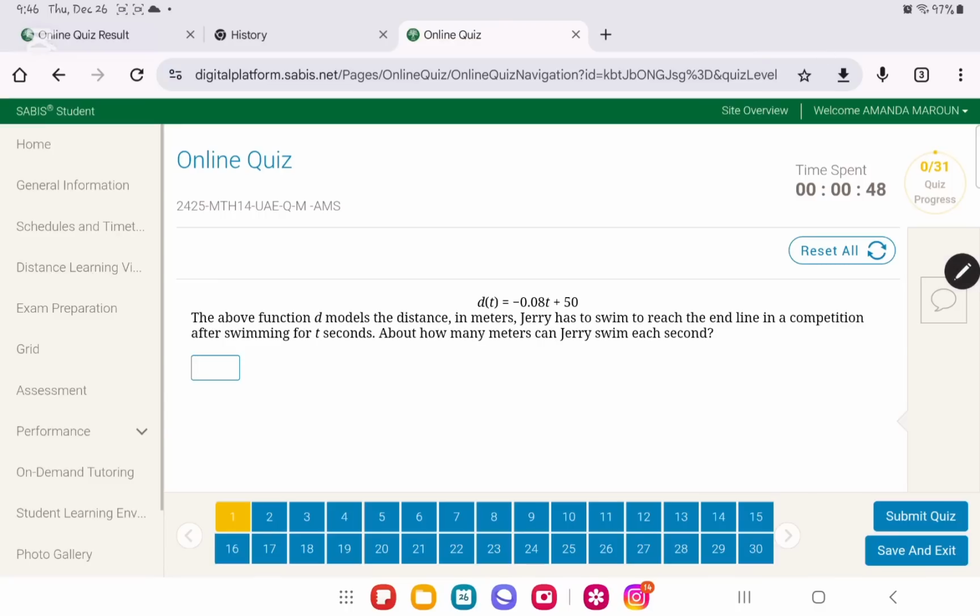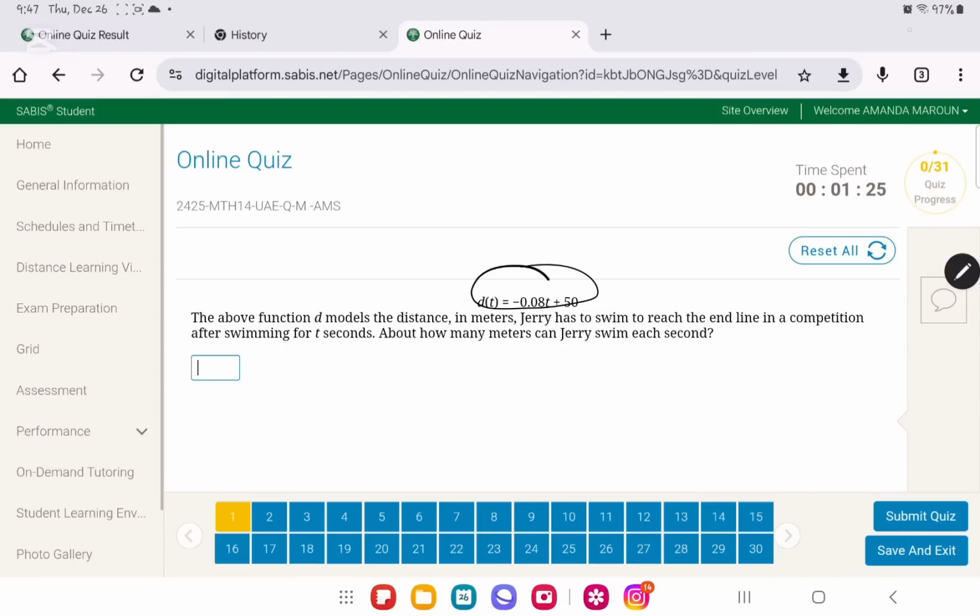The above function D models the distance in meters Jerry has to swim to reach the end line in a competition after swimming for 40 seconds. About how many meters can Jerry swim each second? Now, what we need to know is that we can do this in two ways, okay? Now, the first way would be to put it that, okay, looking at this function, it is a linear function.